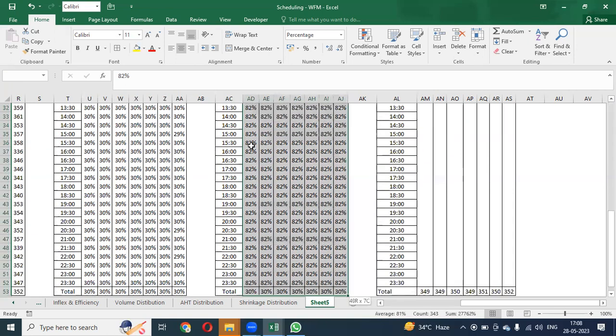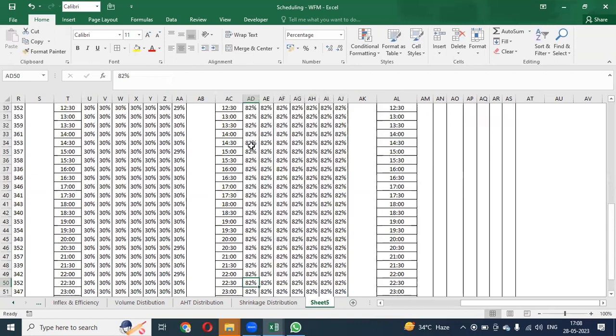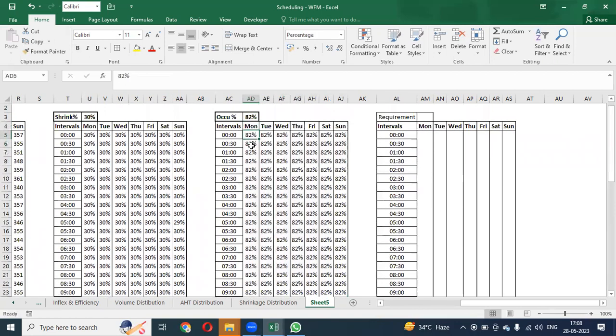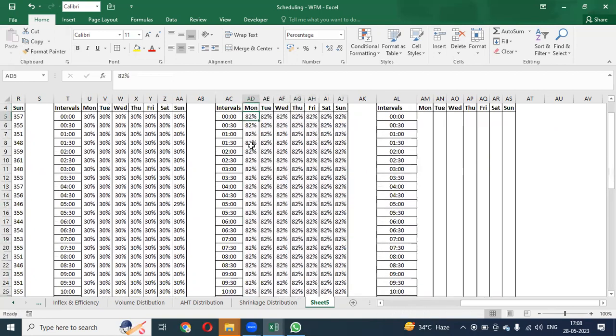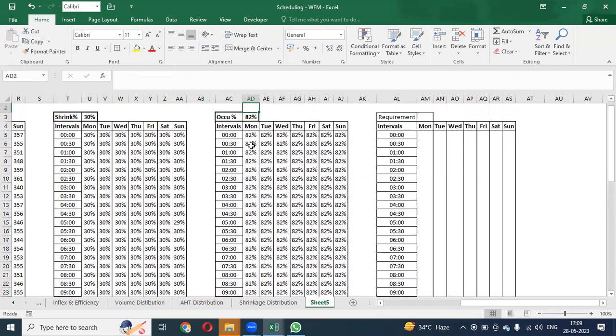You can take the occupancy based on the trend, but because here we are doing the flat calculation, I have taken 82%. On interval level, you will see occupancy somewhere below 80, somewhere above 80, and some intervals will be missed, because in the example I have taken only 80% as the meeting service level. So you can assume that this is the weekly occupancy that I'm getting with meeting service level.